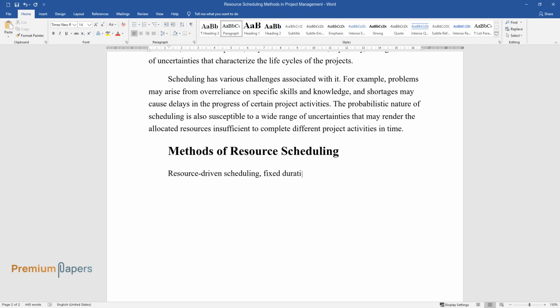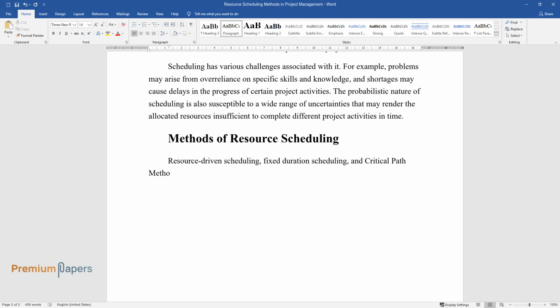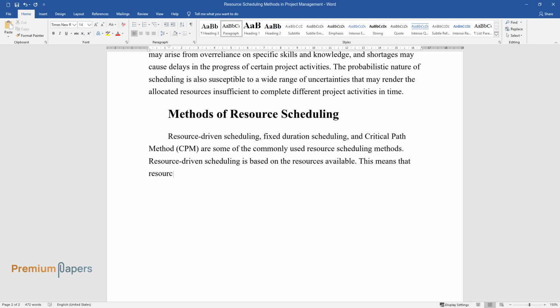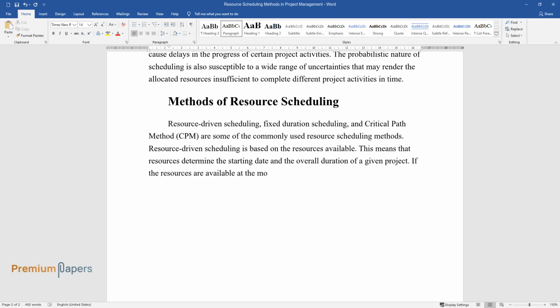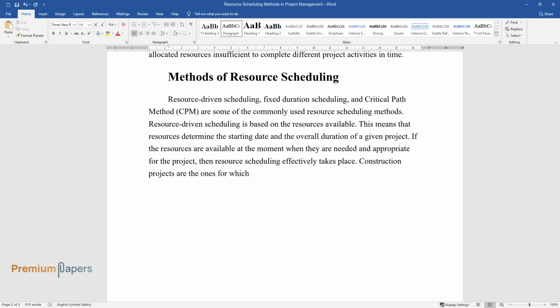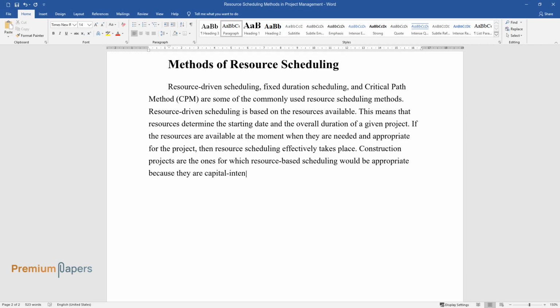Resource-driven scheduling, fixed-duration scheduling, and critical path method, CPM, are some of the commonly used resource scheduling methods. Resource-driven scheduling is based on the resources available. This means that resources determine the starting date and the overall duration of a given project. If the resources are available at the moment when they are needed and appropriate for the project, then resource scheduling effectively takes place. Construction projects are the ones for which resource-based scheduling would be appropriate because they are capital-intensive in nature.